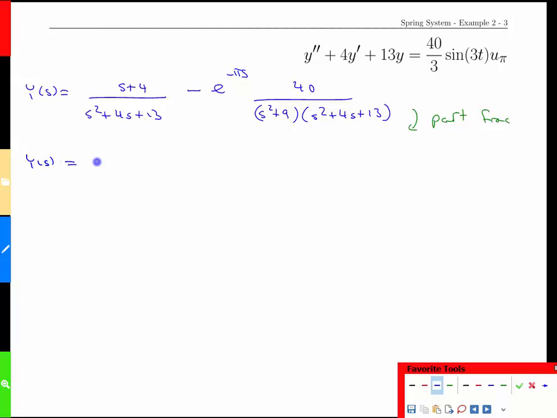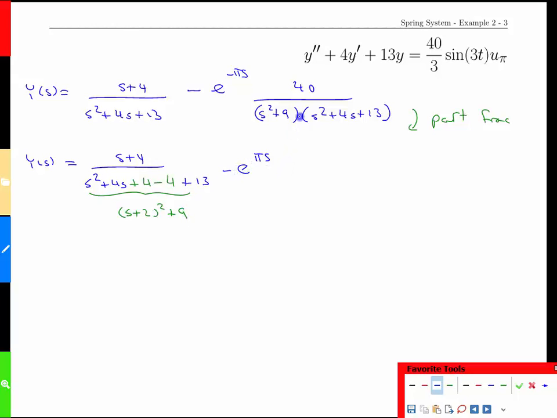We can rewrite y of s as s plus 4 over, and why don't we complete the square while we're here? To get a complete square for this, we'll need to add a 4 and subtract 4 and add our 13 on the end. And that is going to equal s plus 2 all squared. The minus 4 plus 13 is plus 9.